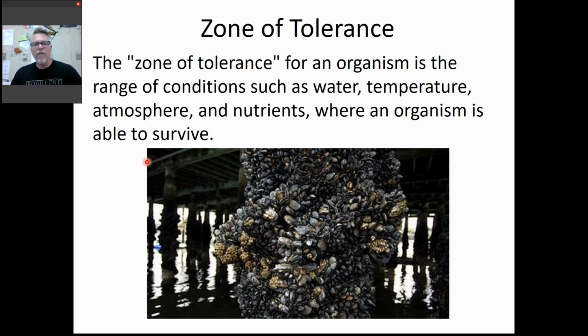And when we want to think about where an organism can live, what criteria it needs to have to survive, we're referring to its zone of tolerance. Okay, so the zone of tolerance for a given organism is the abiotic conditions where that organism can survive, not thrive, but survive. So conditions of water and temperature and atmosphere and nutrient availability, where an organism can survive. That's what the zone of tolerance is.